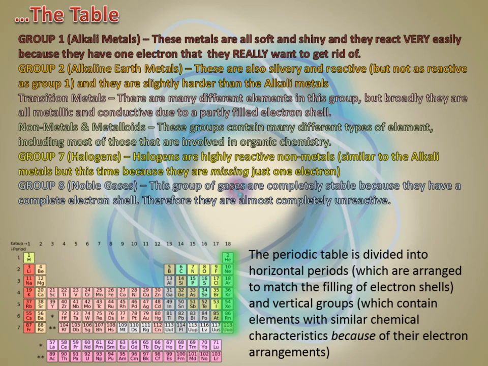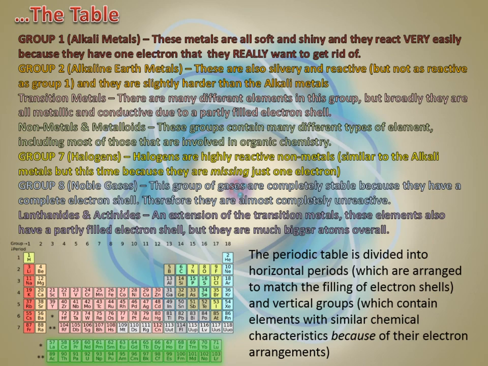And for this reason, they were not discovered in Mendeleev's time. They would not have appeared on his original table. And then finally, down the bottom, the lanthanides and actinides. They are an extension of the transition metals, tend to be silvery in appearance, but they are much bigger atoms overall, and we put them down the bottom to make the table more convenient.